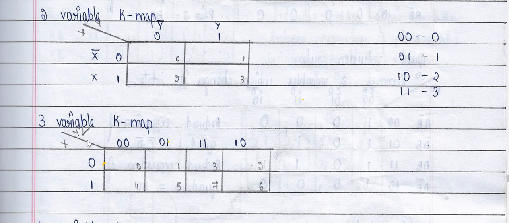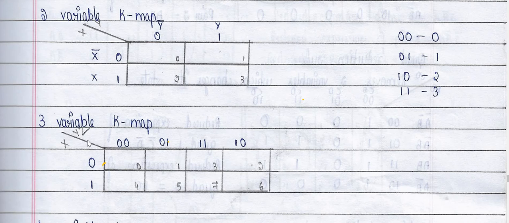So in this 3 variable K-Map, how many columns are required? 2 to the power 3. What is the value of 2 to the power 3? 2 into 2 into 2 is 8. 2 to the power 3 is equal to 8. So we need 8 columns. That is, we need to represent 0 to 7 in this 3 variable K-Map.